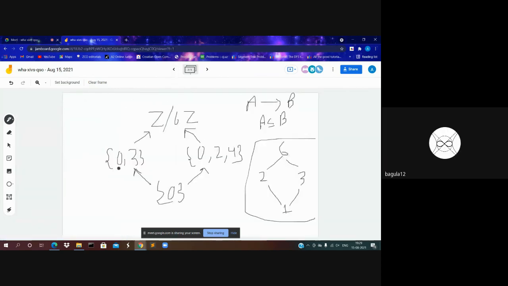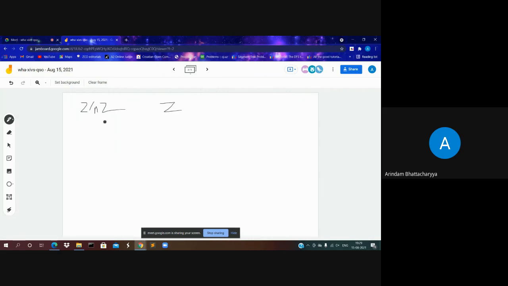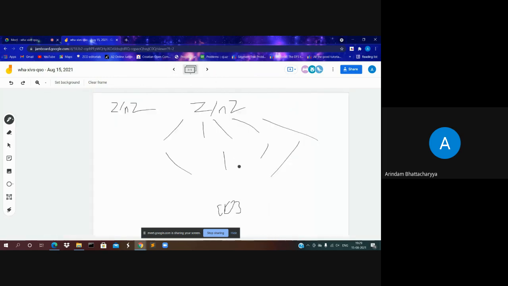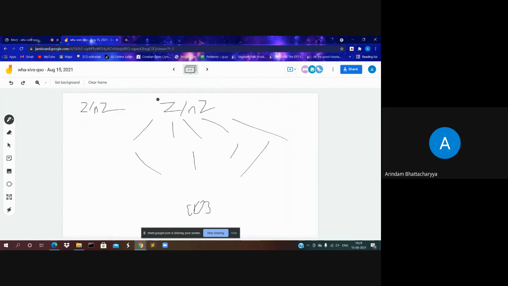So the subgroup lattice of Z mod 6Z looks like the division tree or factorization tree of 6. What I want you to prove is that in general, the subgroup lattice of Z mod NZ, in the end you have a zero, will look like the division tree of N. So let's try one more example.